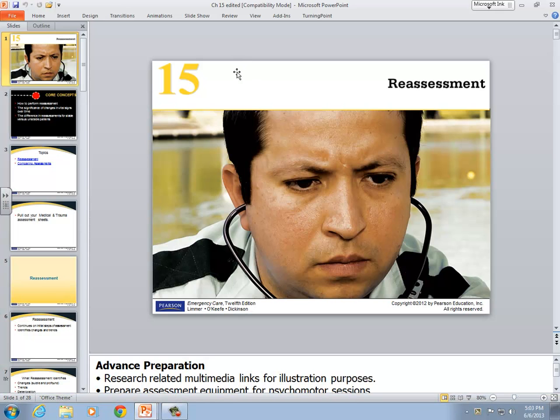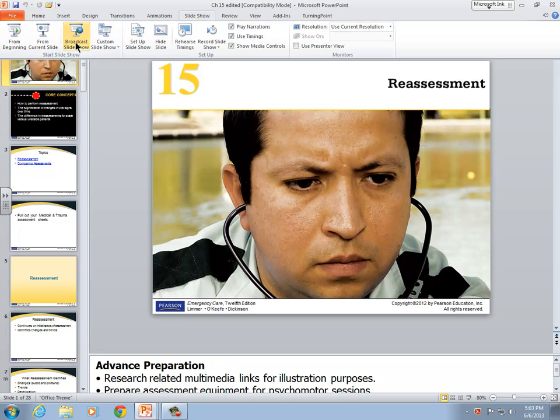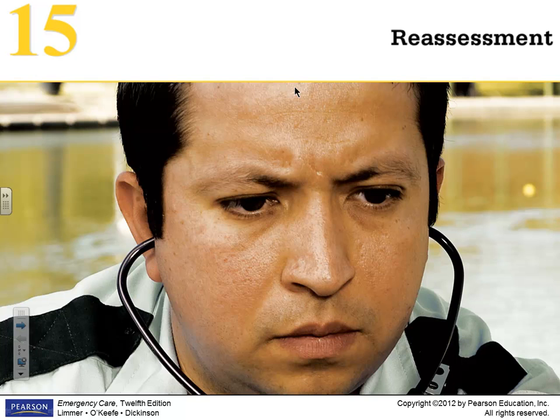Chapter 15, Reassessment. Now you should have your sheets out, your medical assessment sheets or your trauma assessment, doesn't really matter which one you get out, just so we can keep up with this.